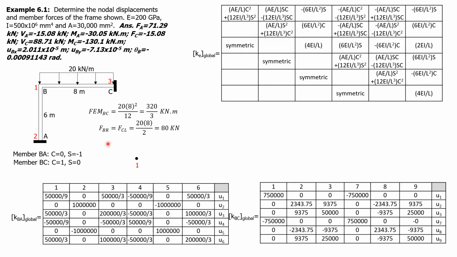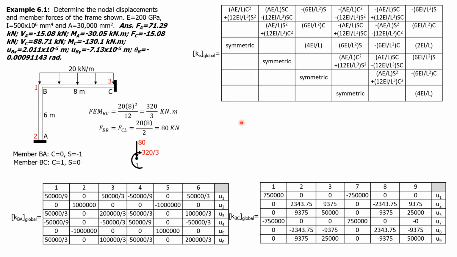So if this is node 1, the nodal forces would be opposite to these values here. Because 80 is upward, that's a reaction, so the nodal force should be downward or negative 80. This 320 here, remember, is counterclockwise because at the right it's clockwise. So that's the fixed force. Therefore, the nodal force is 320 over 3 clockwise or negative.